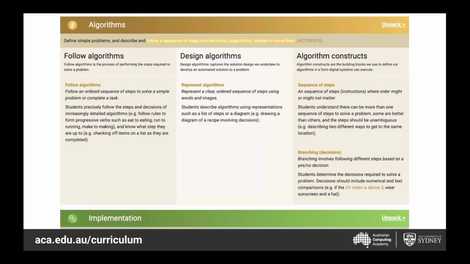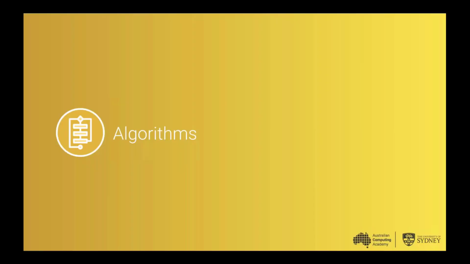And here's another one for the same band in terms of algorithms. So what does it mean to follow a sequence of steps and decisions needed to solve a problem? Well, if you look under follow algorithms, you can see exactly what we would expect students to be able to do. Follow rules to form progressive verbs, such as eat converted to eating, run to running, make to making, and know what step they're up to. So can the students follow a sequence of steps without actually getting lost in where they are in that sequence? And it's on that point now that I'm going to switch to talking about one of these key concepts.